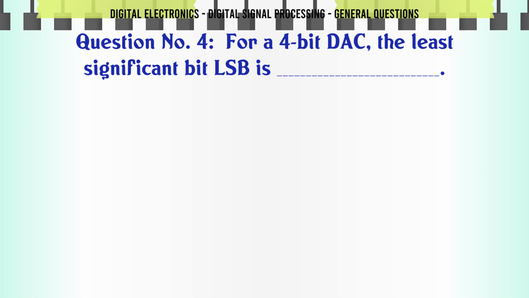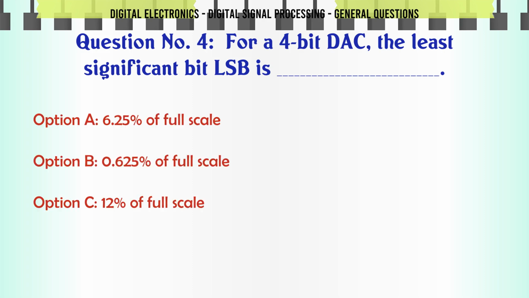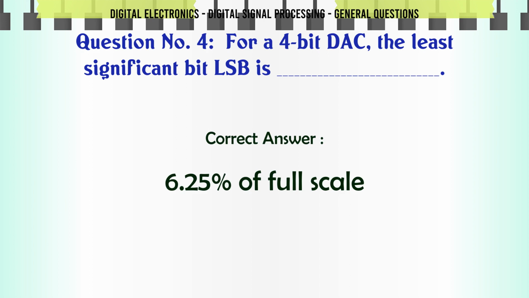For a 4-bit DAC, the least significant bit, LSB, is A. 6.25% of full scale, B. 0.625% of full scale, C. 12% of full scale, D. 1.2% of full scale. The correct answer is 6.25% of full scale.